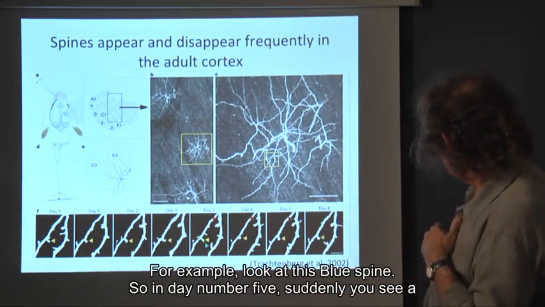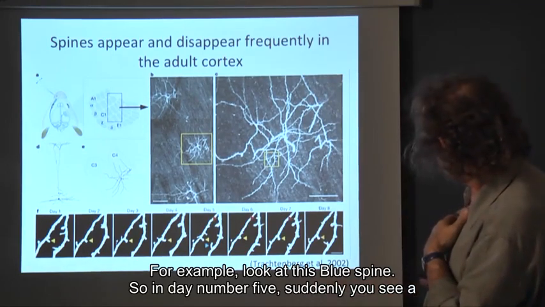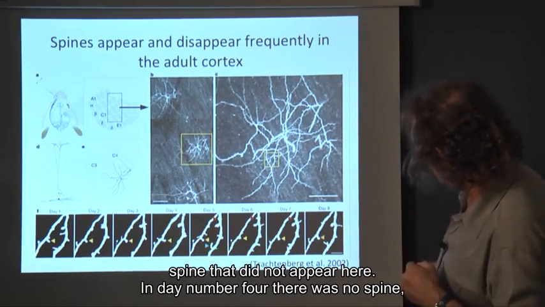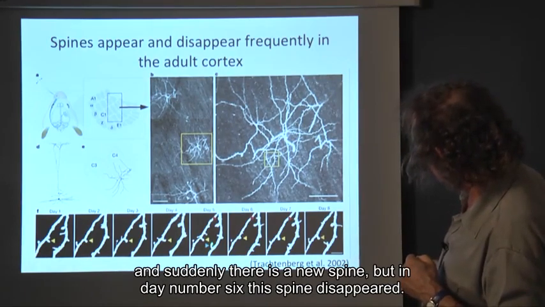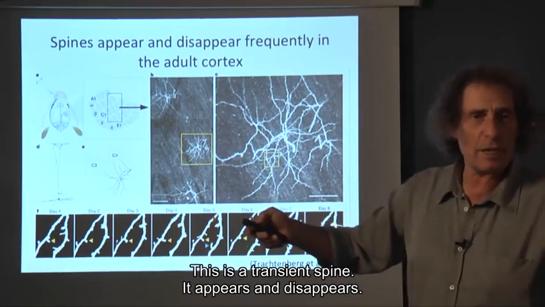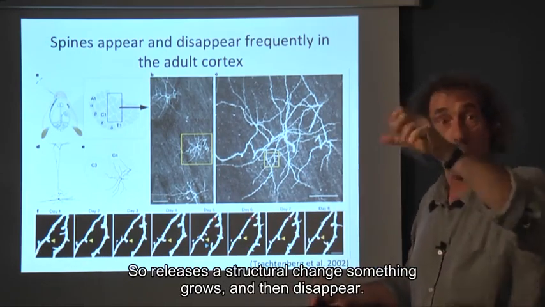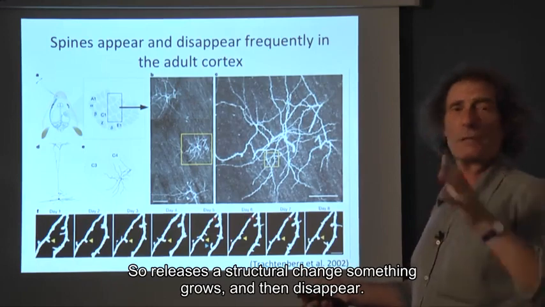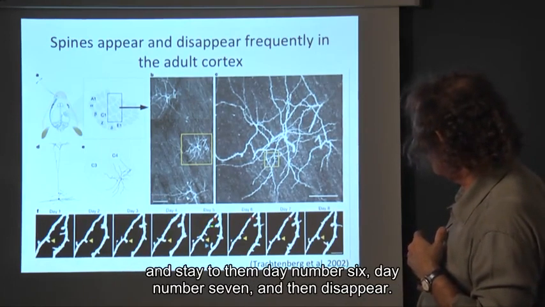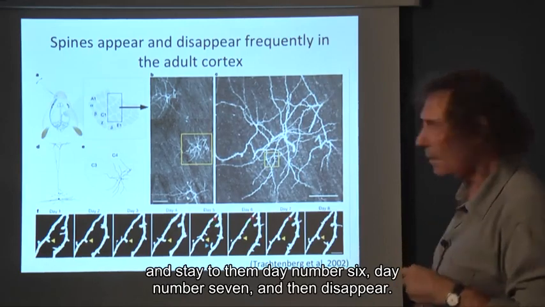For example, look at this blue spine. So in day number 5, suddenly you see a spine that did not appear here. In day number 4, there was no spine, and suddenly there is a new spine. But in day number 6, this spine disappeared. This is a transient spine. It appears and disappears. So there is a structural change, something grows and then disappears. There are these other spines, the red spines, that appear in day number 5 and stay to day number 6, day number 7, and then disappear.